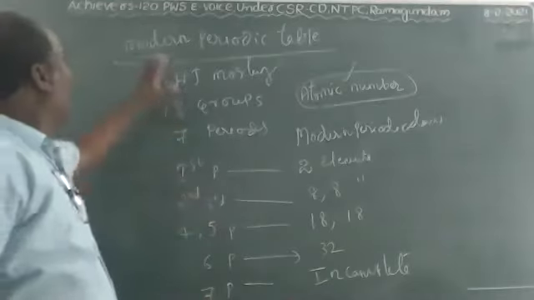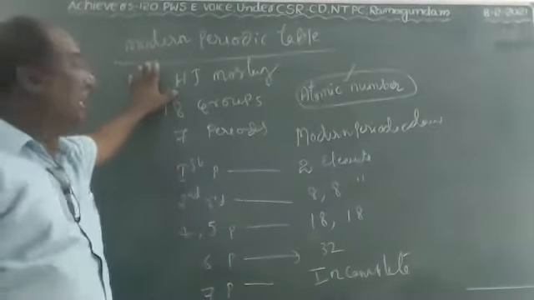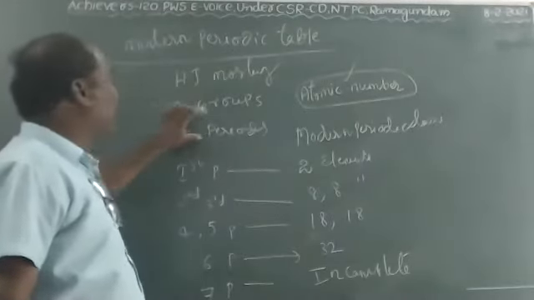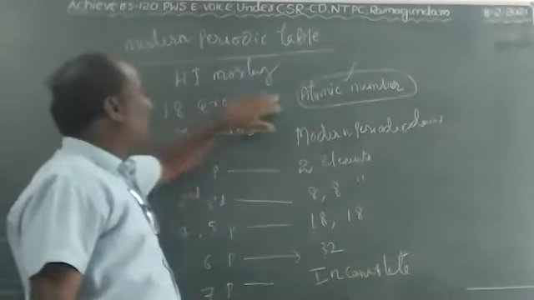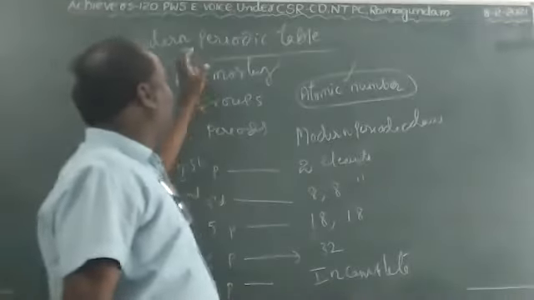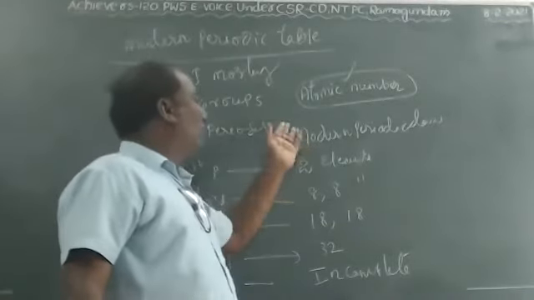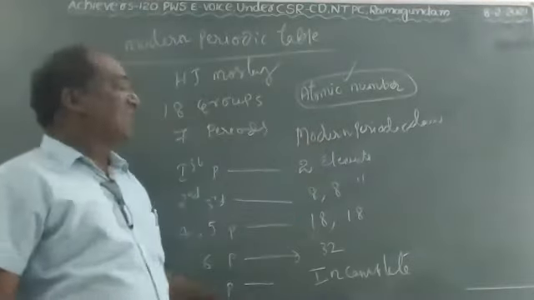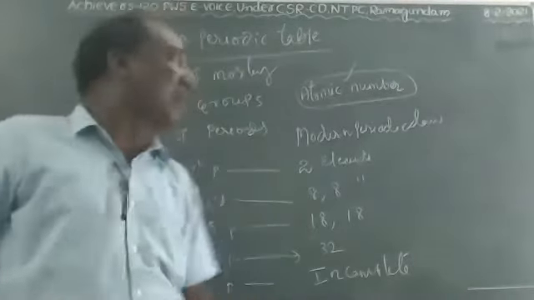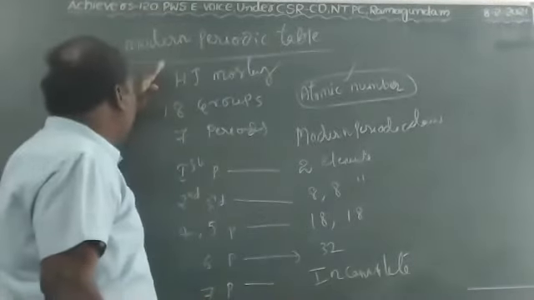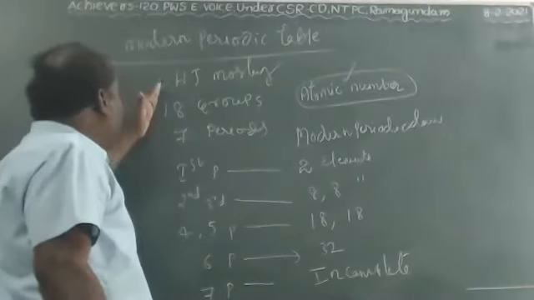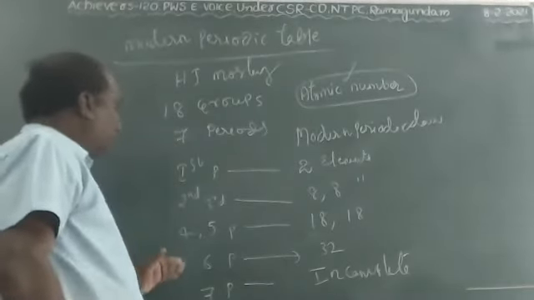Have you understood, children? The modern periodic table was proposed by H.J. Moseley. It consists of 18 groups and 7 periods, and it depends on atomic number. It is based on one law, called the modern periodic law: the physical and chemical properties of elements are periodic functions of their atomic number. The total of 118 elements are fixed into the 7 periods, children.